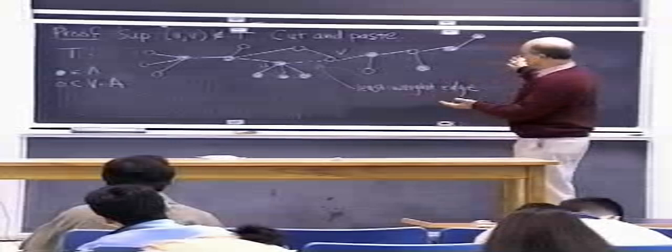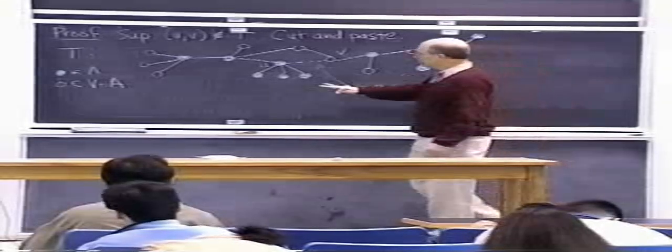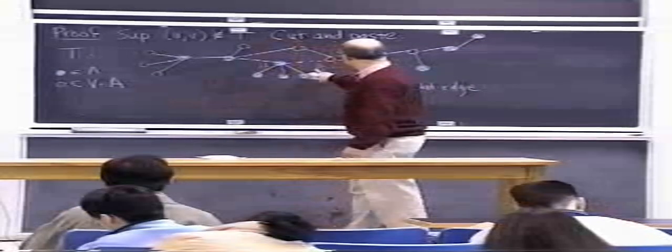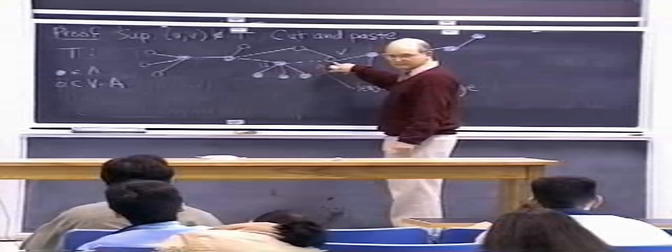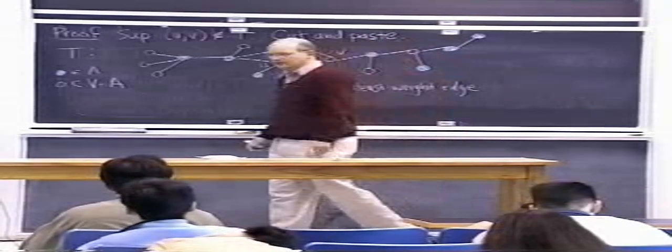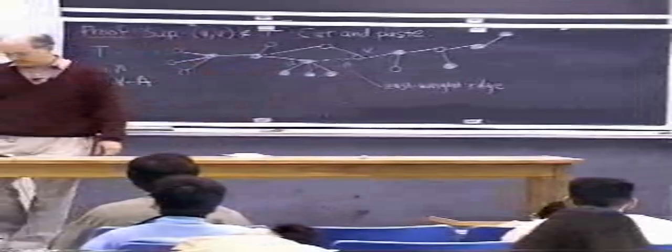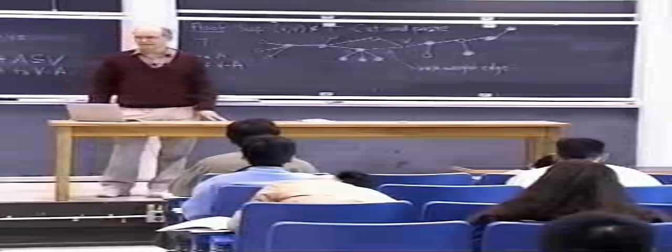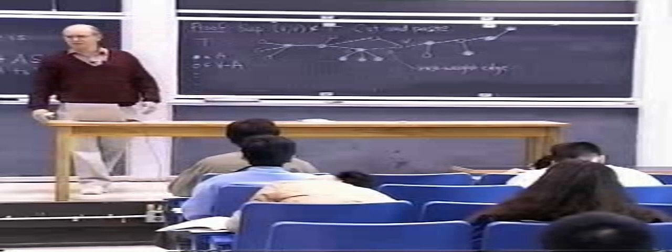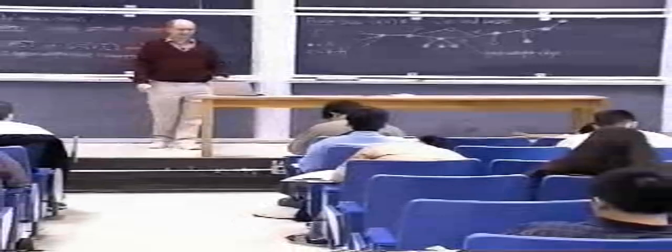connecting something in A to something in V minus A. And notice it goes from A to V minus A. Okay? So what can I do here to do a cut and paste argument to show that this least weight edge should have been in the minimum spanning tree?